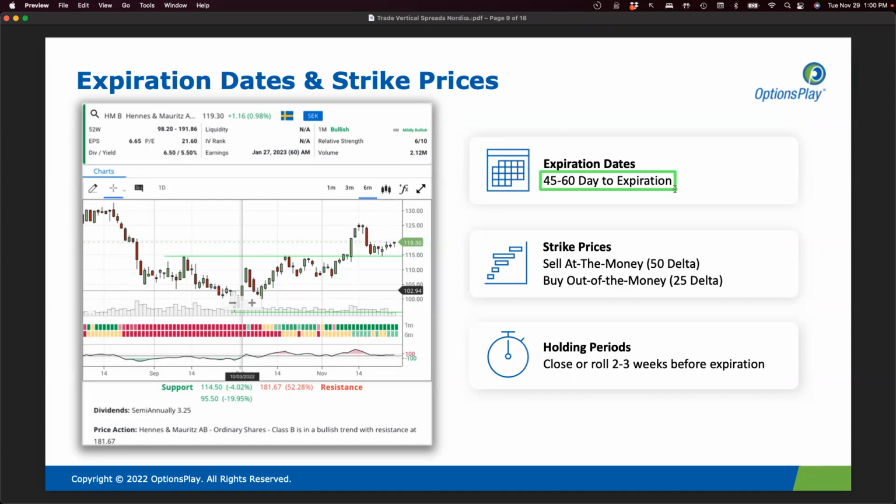But you do sometimes have, based on the timing of the month, based on if there are weekly options available, you might find that there are 45-day options. When you do have that option, choose the shorter dated option on this type of strategy. And what you're always going to do is sell an at-the-money option and buy back an out-of-the-money option. So we usually use about a 50 delta, an at-the-money option, and a 25 delta for the out-of-the-money option.